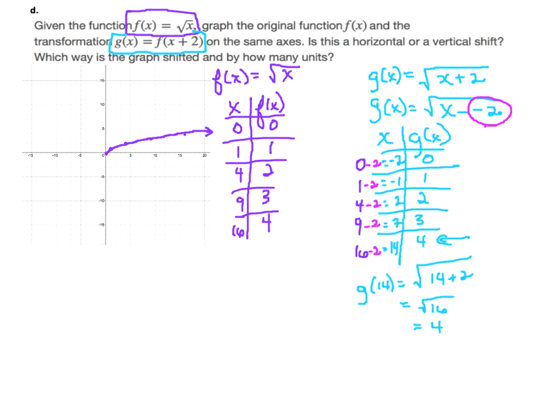So I'm going to go ahead and put that onto the graph. -2, 0. So notice I've shifted left 2 positions, 2 units. -1, 1, 2, 2, 7, 3, and 14, 4. Same exact shape, just shifted to the left 2. How is that for you, Cyprian?